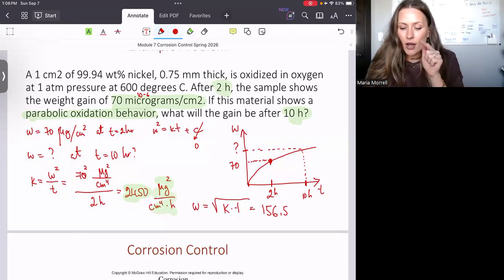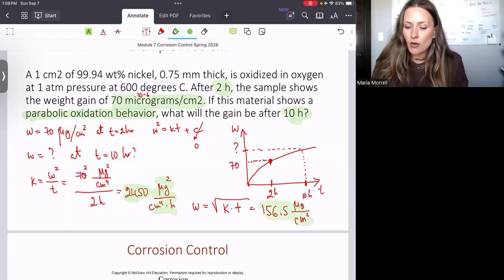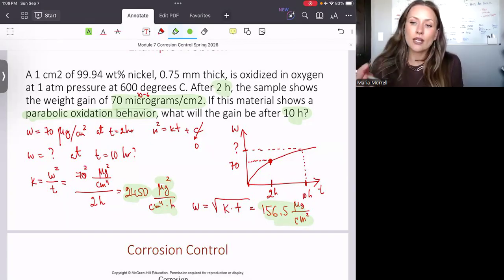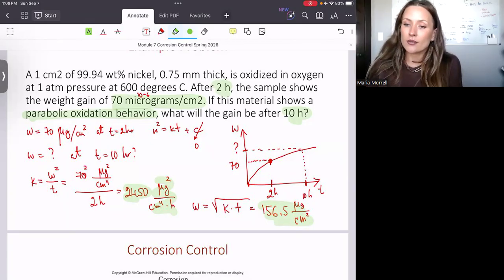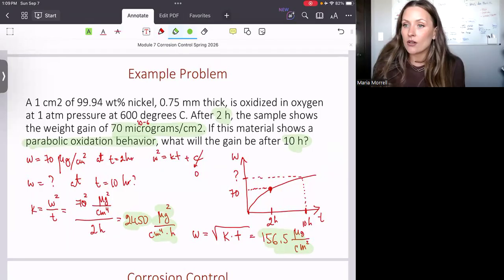Since I'm multiplying it by 10 hours, by time, the hours cancel out, and now I'm taking the square root, so I end up with micrograms per centimeter squared. So this is going to be my final answer right here. Again, in a problem like that, you will certainly be given the behavior, and then from that moment on, you just need to do very basic math or algebra to find out the unknowns.